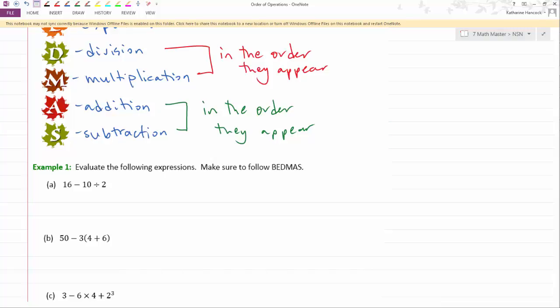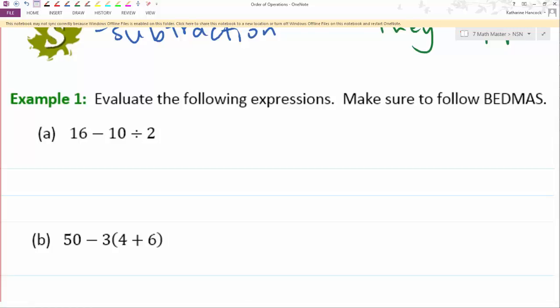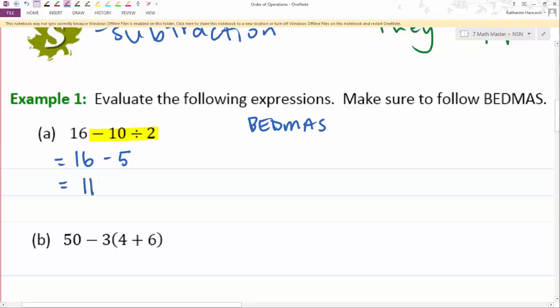For the first question, it says 16 minus 10 divided by 2. We have to follow BEDMAS. Are there any brackets? No. Exponents? No. Division? Yes. So the first thing we have to do is this. 16 we don't do. We're going to do the minus 10 divided by 2. So we leave this 16. Minus 10 divided by 2 is minus 5. Now the only thing that's left is subtraction, and we're left with 11.